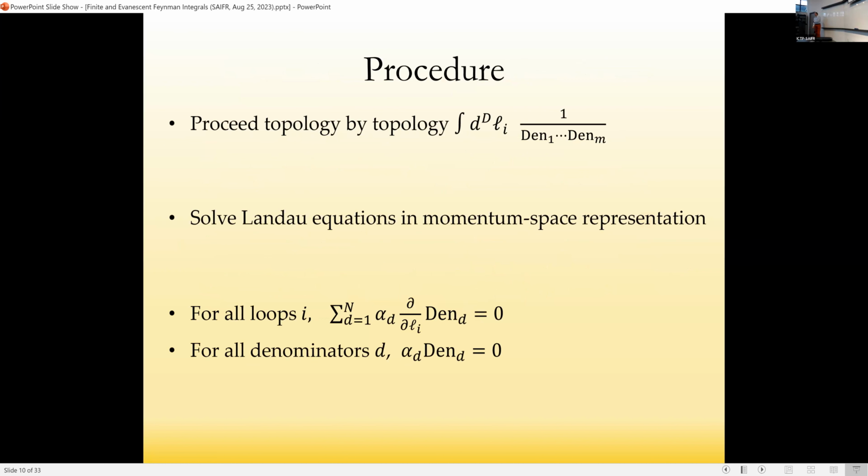So we're going to proceed topology by topology. So we draw our Feynman diagram, and then we solve the lambda equations in momentum space representation. I'm not going to go through that in detail, but there are two equations. Basically, you either have the derivative of the denominators summed over denominators.